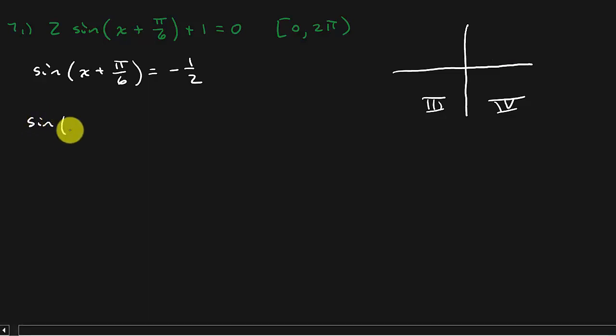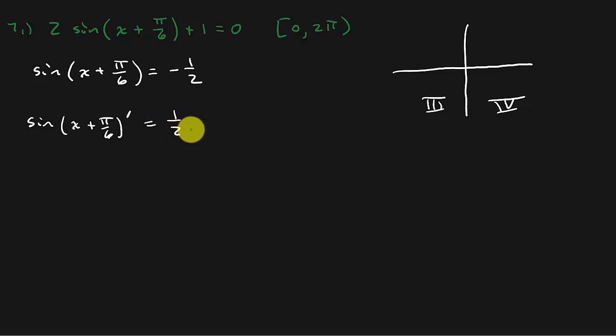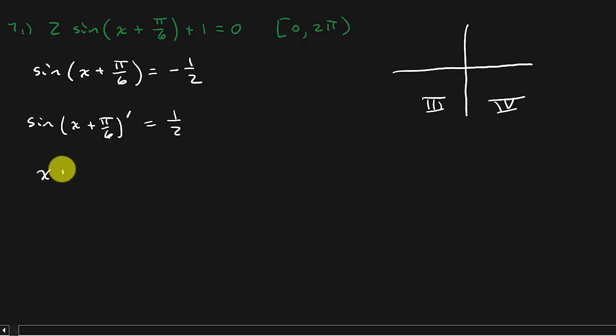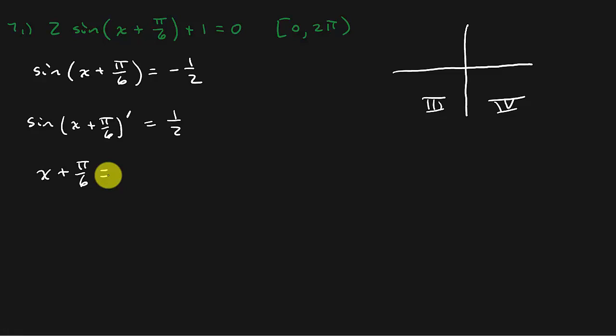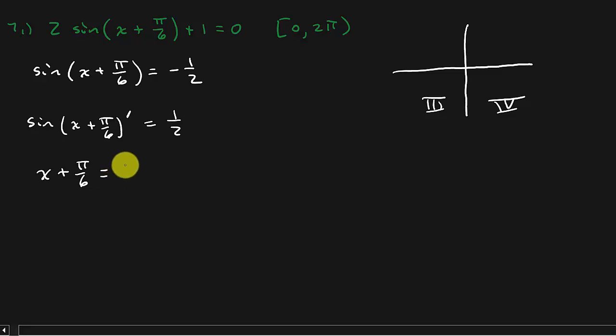So just like we did before, let's just put the prime right there to represent our reference angle. So remember, the sign of a reference angle is a positive number. And so I get x plus pi over 6 is equal to what? Well, the sine of what is 1/2? The sine of 30 degrees, right? So 30 degrees, that is pi over 6. And remember, that's our reference angle. So we've got to use our reference angle to find our third and fourth quadrant solutions.